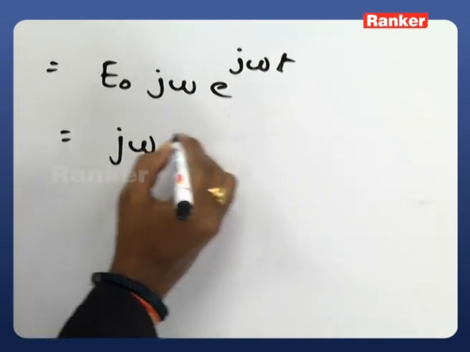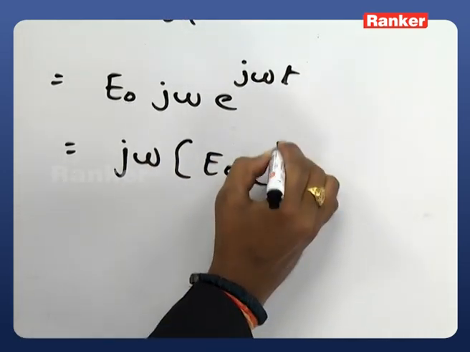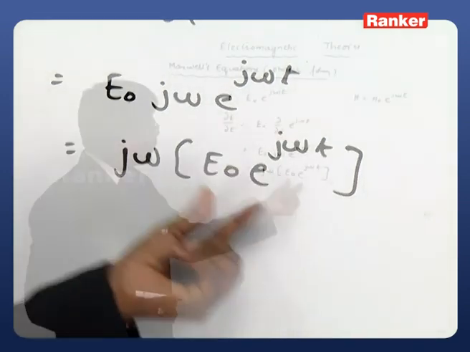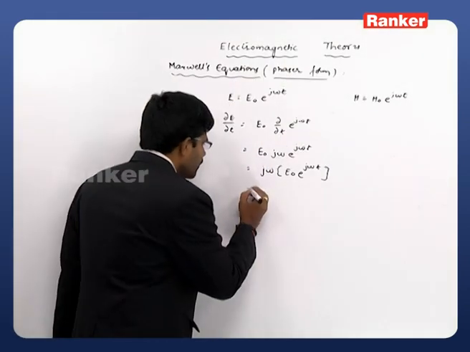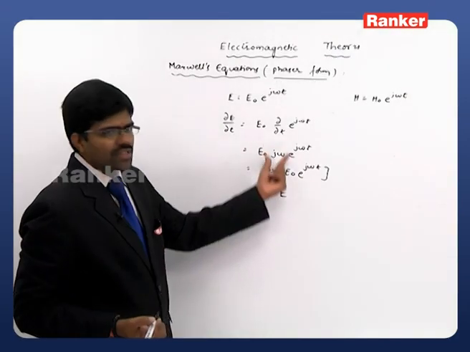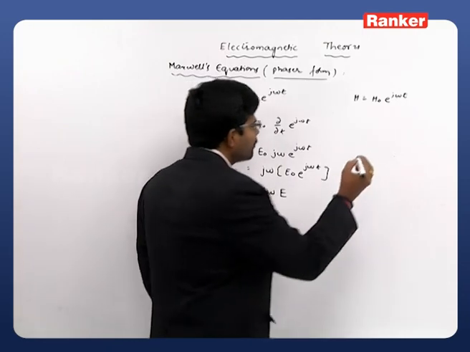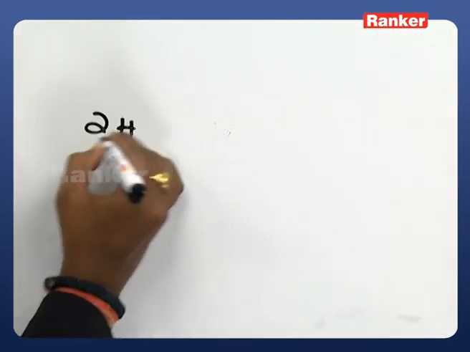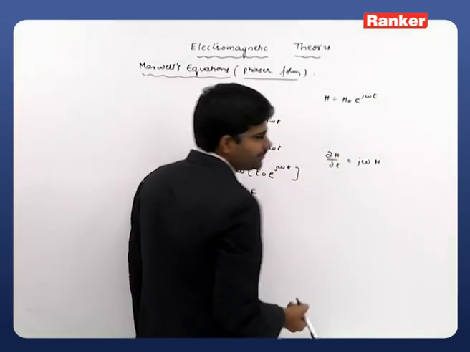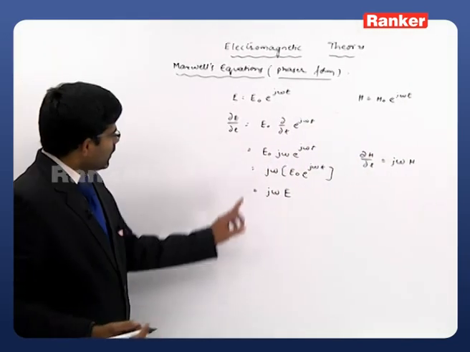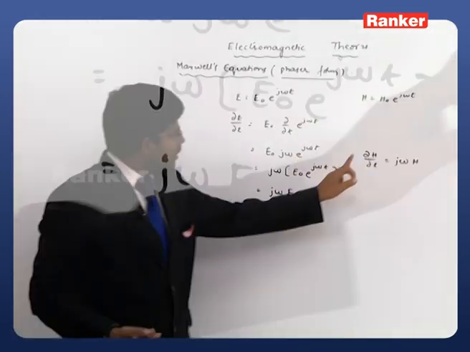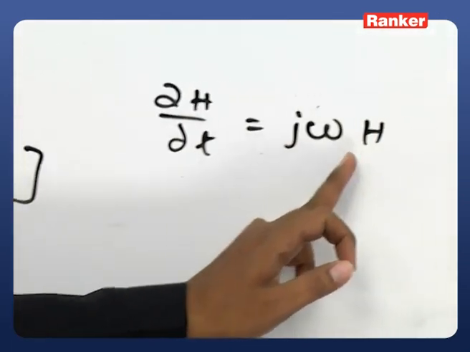So j omega E naught e power j omega t, that is what we have here, and E naught e power j omega t once again can be replaced with E. So this equals j omega E. If you do the same analysis for the magnetic field also, we get dou H by dou t equals j omega H. Just observe clearly, dou by dou t of E equals j omega of E. Here dou by dou t of H equals j omega of H.